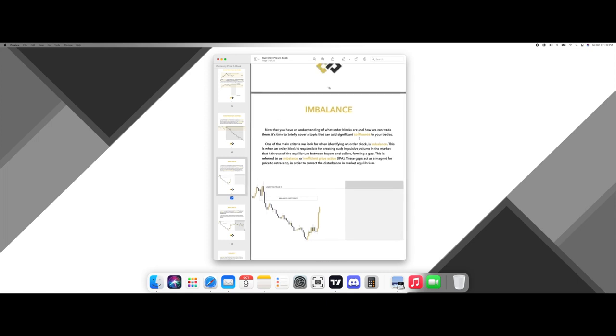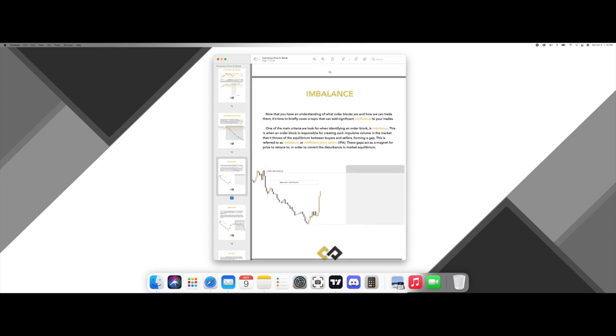So, imbalance is when an order block is responsible for creating such impulsive volume in the market that it throws off the equilibrium between buyers and sellers, forming a gap. Okay, so to understand imbalance, you have to understand how the market moves. Now, with the Forex market especially, there is a constant equilibrium, or at least the goal to have a constant equilibrium between buyers and sellers.